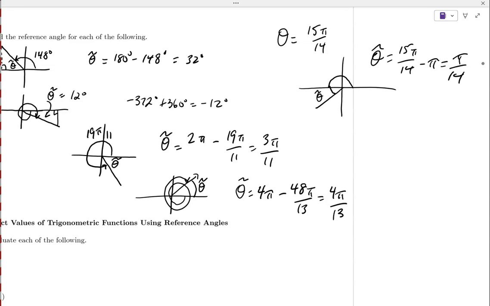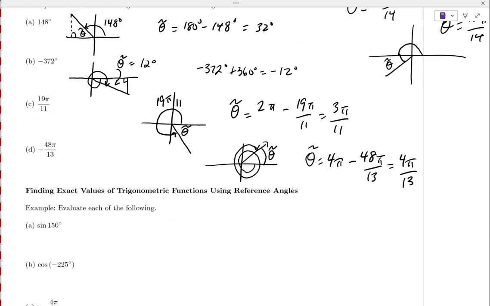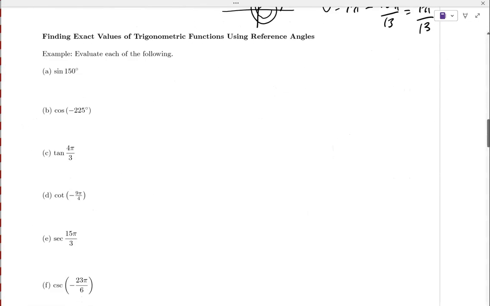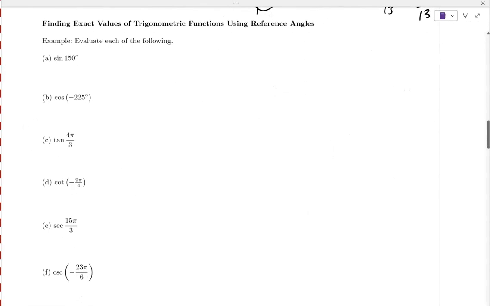Notice in the first one we did, since it was in quadrant 2, we did the 180 minus the angle. Over here, we did the angle minus the 180 essentially, right? It was in quadrant 3. So again, when you're figuring out what these reference angles are, you're basically going to be playing around with pi or 2 pi to figure out what the acute angle is, depending on where you end up. All right. So let's see if we can put this to use on these problems.